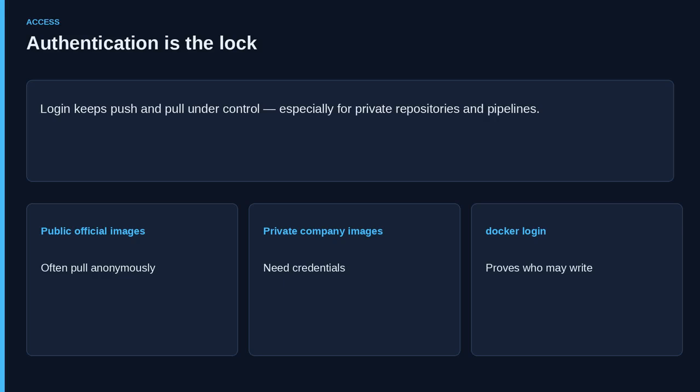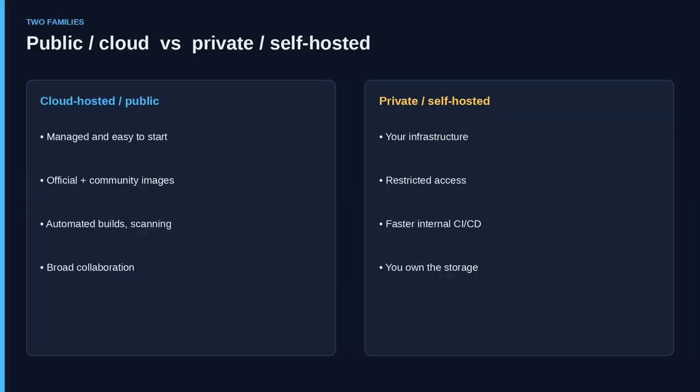You will see docker login later in the Express walkthrough. Remember why it is there. Not because the command is fashionable, but because a registry that stores production blueprints has to know who is allowed to write them. Registries come in two big families. Cloud-hosted public registries are managed services. They are easy to start and they plug into other cloud platforms. Private or self-hosted registries run on your own infrastructure when you want maximum control, security, and speed.